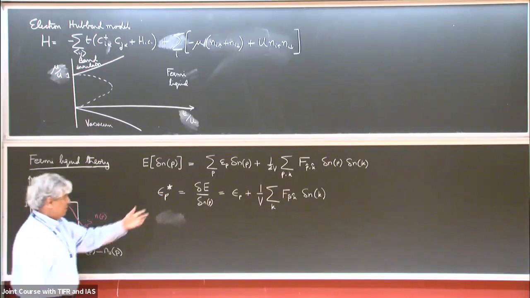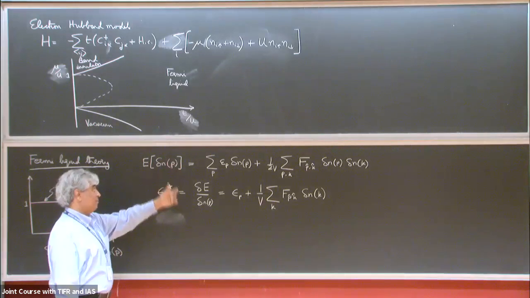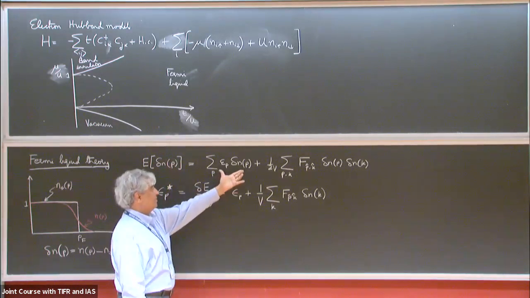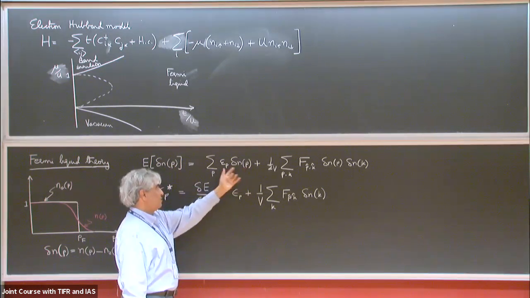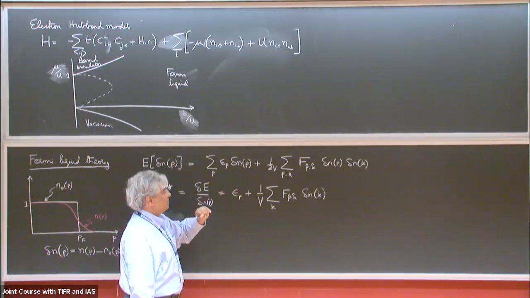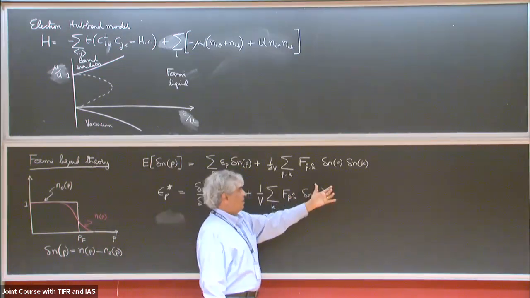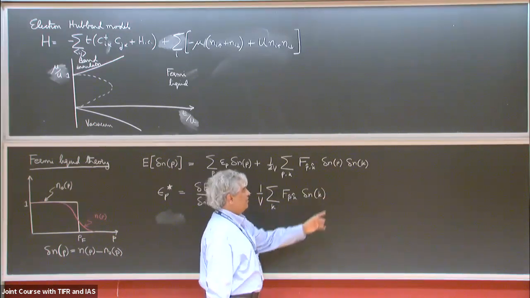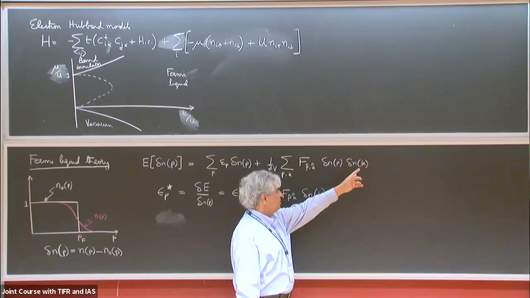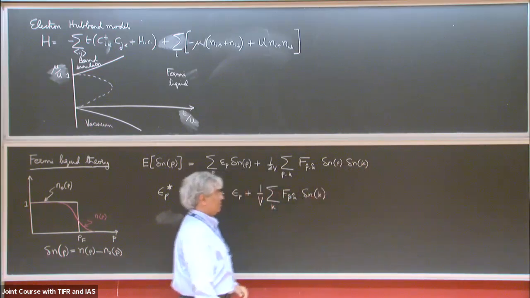And then given a collection of quasi-particles with some distribution, its energy depends on two terms. There's the ordinary term that's present even for free electrons with some dispersion E of P, and E of P goes to zero on the Fermi surface. And then there's an interaction, roughly a mean field type interaction, dependent upon the product of the density of quasi-particles.